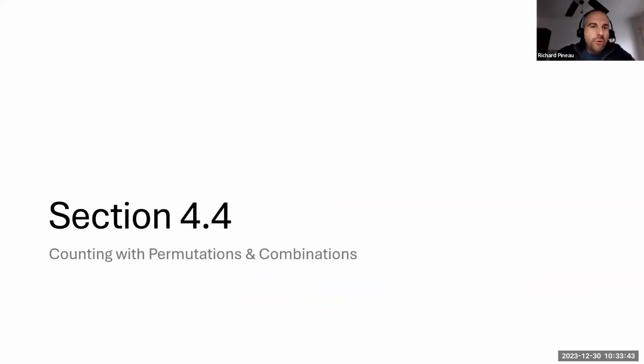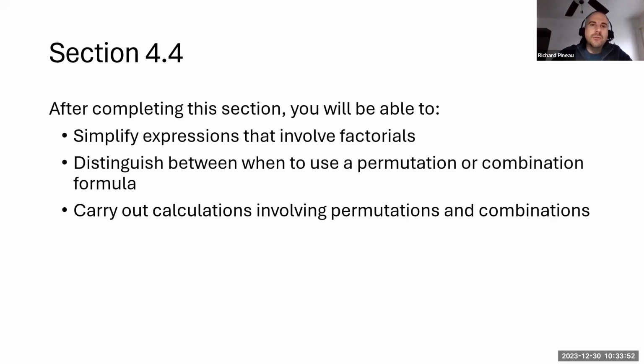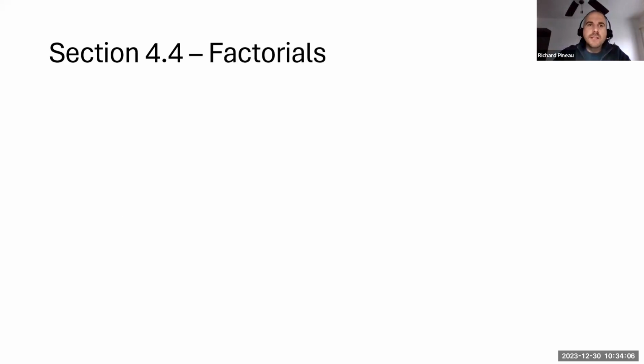All right, section 4.4, the last one that we're going to deal with, is looking at counting with permutations and combinations as we wrap up this chapter 4. So after completing this section, you should be able to simplify expressions that involve factorials. We should be able to distinguish when to use a permutation or combination formula, and certainly be able to carry out the calculations involving these formulas.